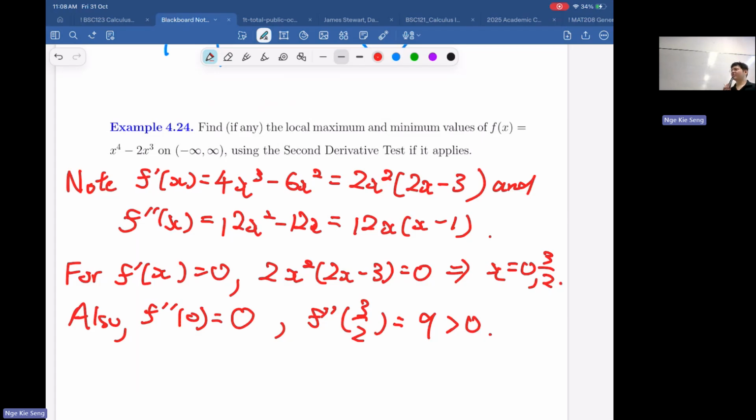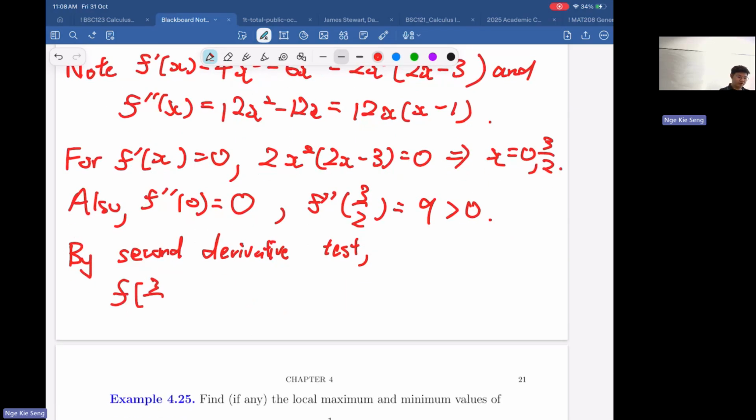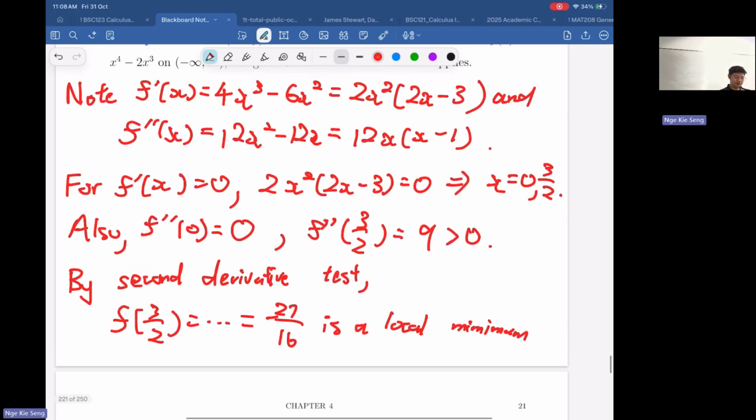Maybe you can compute what is before 0 and what is after 0. But if your second derivative is positive, that means you are at a local maximum or minimum? Minimum. Okay, local minimum. So by the second derivative test, f of 3 over 2, if you compute it, is negative 27 over 16, a local minimum value.